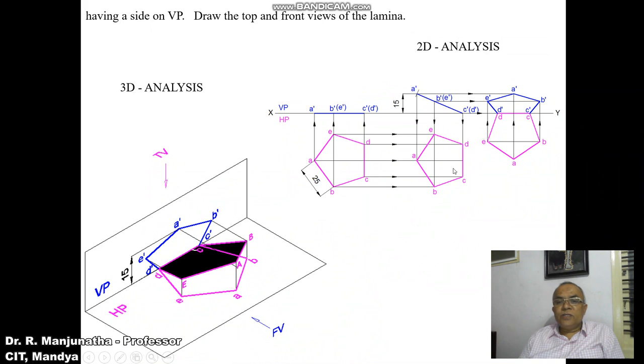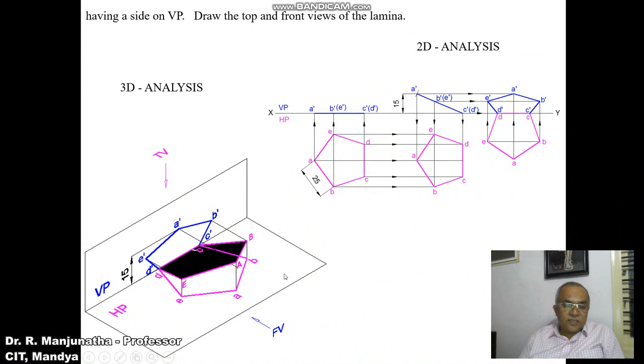So when you want to do this, you have to rotate the pentagon in the second position top view such that CD will be on the XY line. Then you need to rotate this in counterclockwise direction. You cannot rotate in clockwise because then A will be on VP. Since CD has to rest on HP, CD has to rest on VP, so obviously you have to rotate in counterclockwise direction. And we can see this is how this will be the third position.